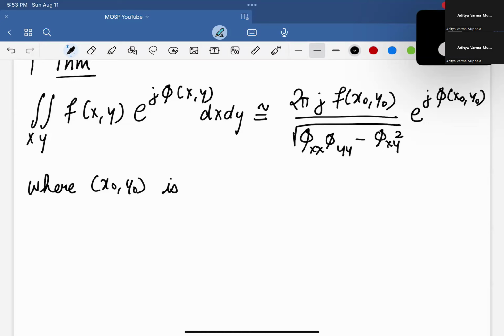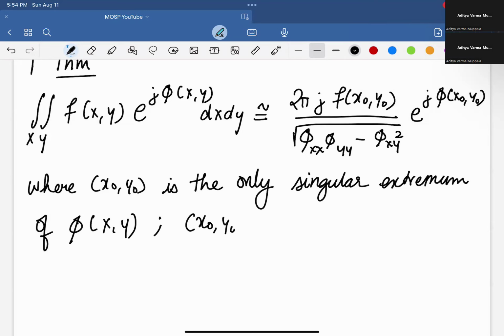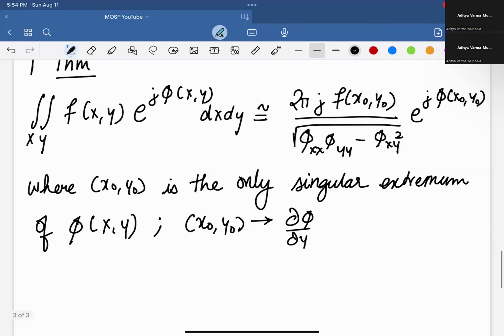Okay. Where x naught y naught is the only singular extremum of phi of x comma y. So that is the point where d phi dx is equal to 0 and d phi dy is equal to 0.